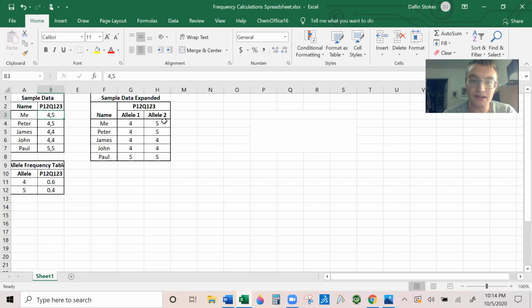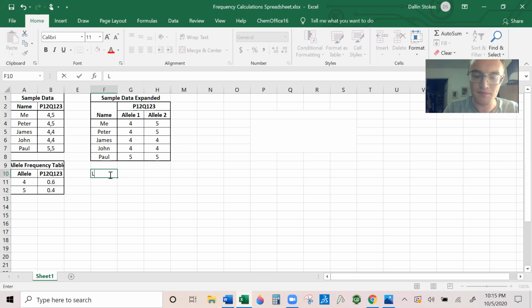Now, rather than counting all 10 alleles, we have 5 pairs. How many pairs are 4, 5? There's 1, there's 2, and there's a total of 5 pairs, because there are 5 people. So the counted locus frequency of a 4, 5 locus combo is going to be 2 out of 5, because 2 out of 5 of the combos were a 4, 5 combo.